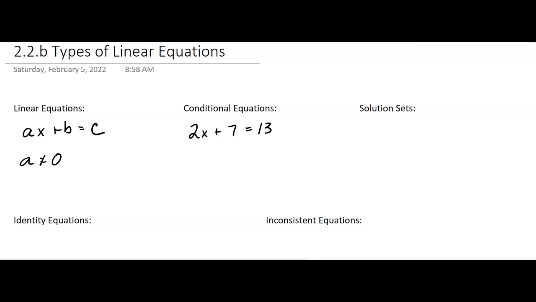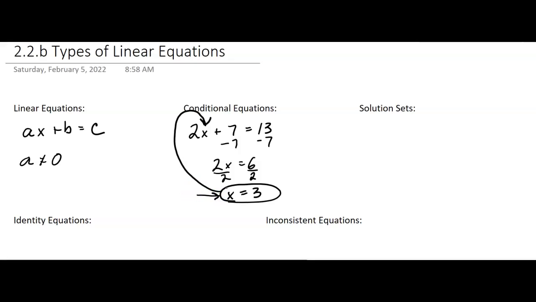Now, we can solve this equation by the steps we talked about in the last video. Subtract 7 from both sides, divide by 2, and we get x equals 3. What that means is that if you put 3 into the equation for x, you're going to get a true statement. 3 times 2 is 6, 6 plus 7 is 13. So if x is 3, then the equation's true.